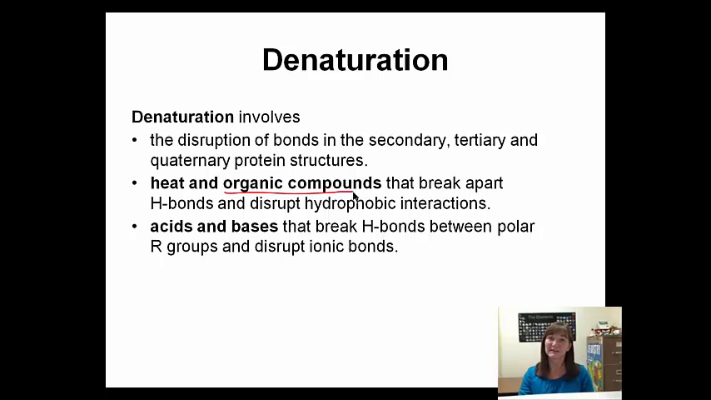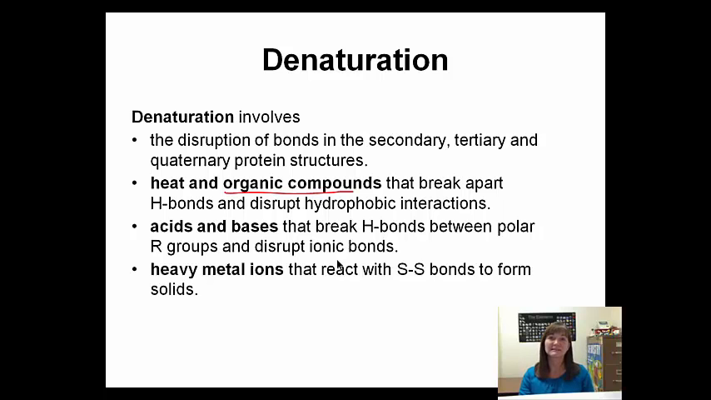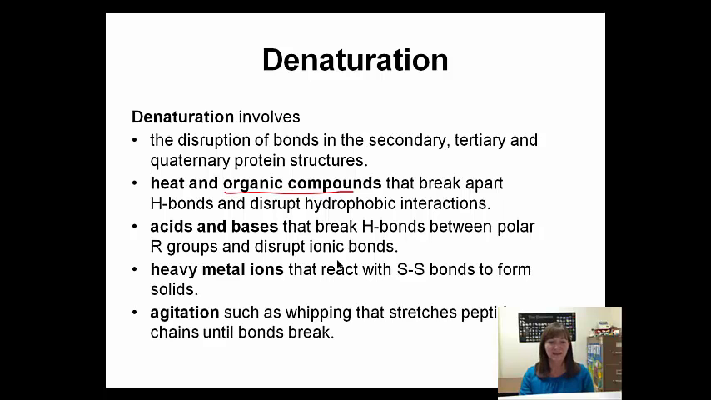You can use acids and bases to denature a protein. It's going to break apart the hydrogen bonds between the polar R groups and disrupt any ionic bonds or salt bridges. Heavy metals, some of them will actually break the disulfide bonds. Agitation, so just basically like whipping your egg. If you can agitate it really hard, you can actually break those interactions and denature the protein. It kind of stretches out the peptide bond. So I do want you to know these different ways. You don't need to know what bonds are interrupted, what cross-linking is interrupted by these, but I would like you to know the different ways to denature a protein.